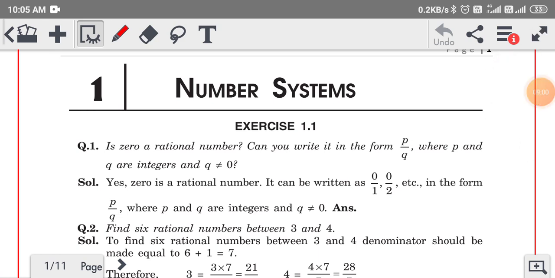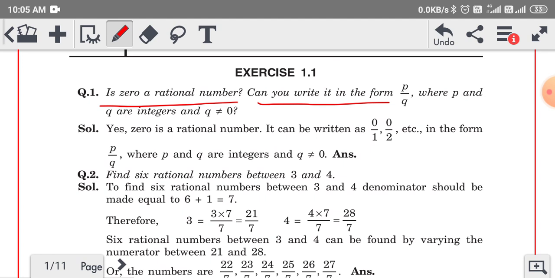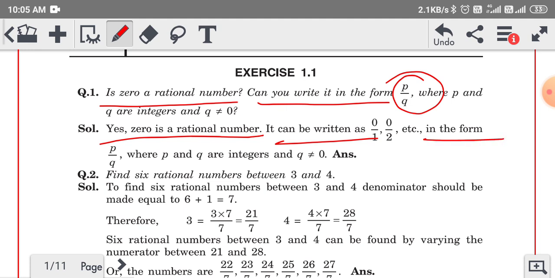Exercise 1.1. First: is 0 a rational number? Can you write it in the form p upon q, where p and q are integers and q is not equal to 0? Yes, 0 is a rational number. It can be written as 0 by 1, 0 by 2, etc., in the form p upon q, where p and q are integers and q is not equal to 0.